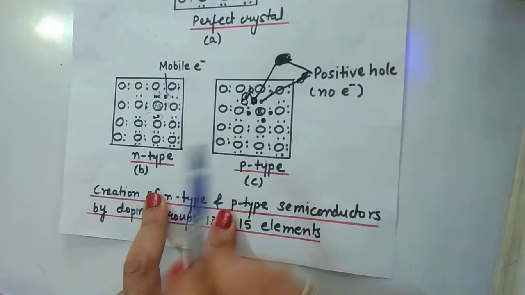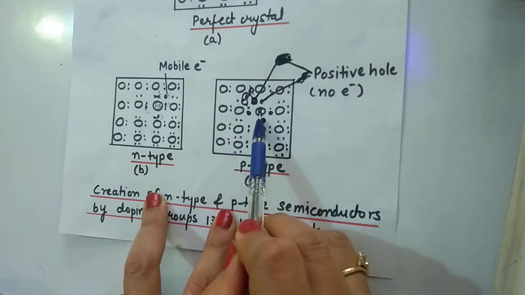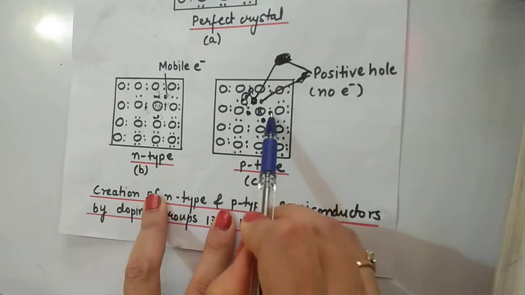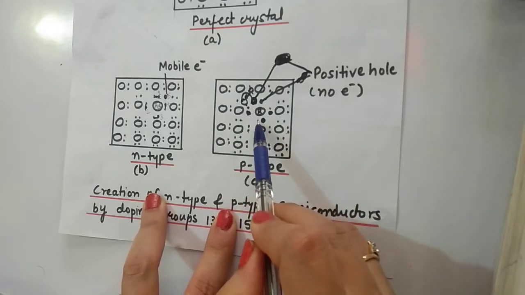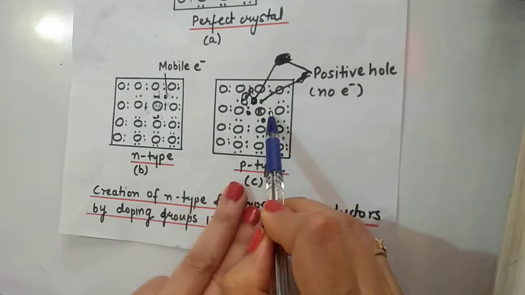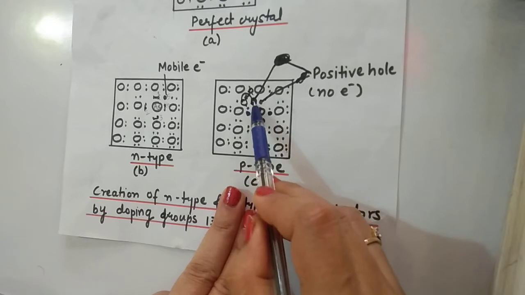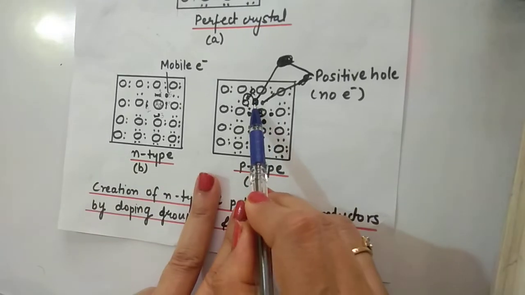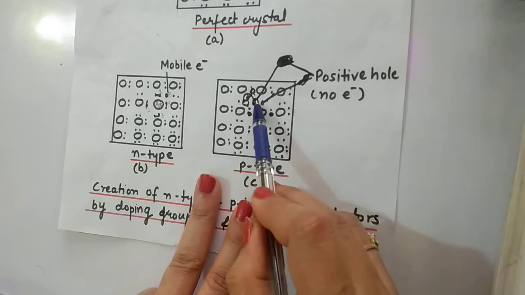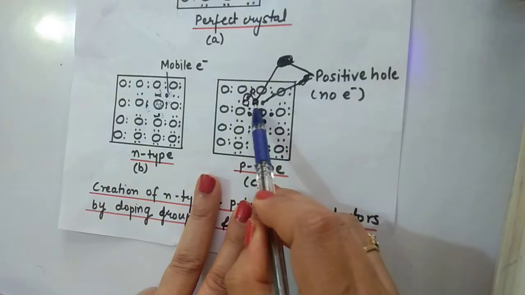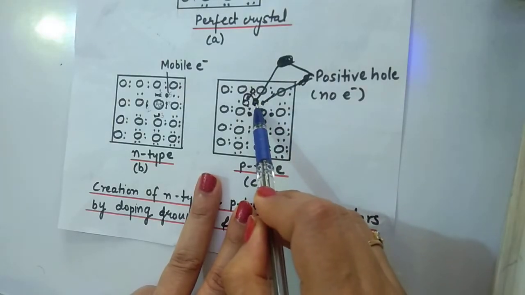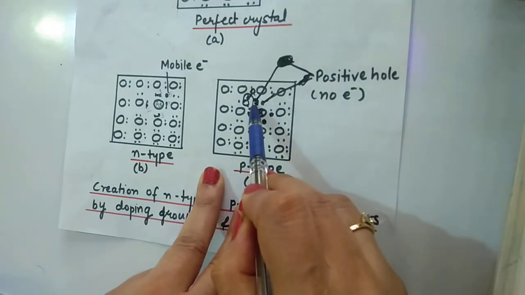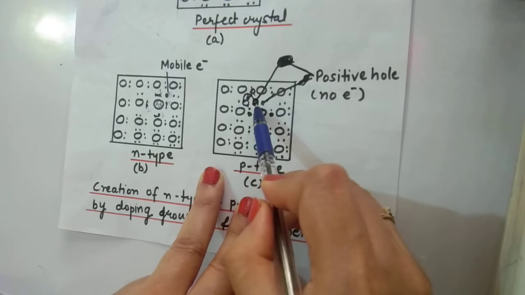But boron, which belongs to group 13, will have 3 valence electrons: 1, 2, 3. So 3 covalent bonds are formed, and here 1 boron electron would have come, but as it is electron deficient, in place of 1 electron, a hole is left. A hole is left with no electron. As this hole has no electron, it is a positive hole.